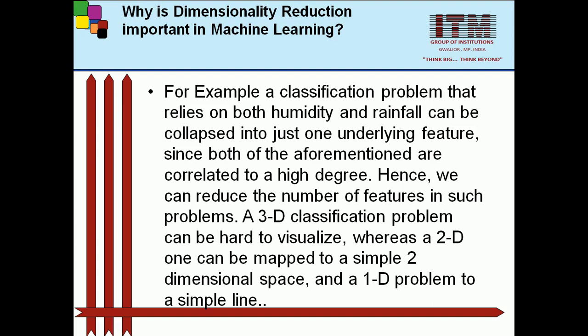A 3D classification problem can be hard to visualize, whereas a 2D one can be mapped to a simple two-dimensional space and a 1D problem to a simple line. So if there is a possibility of reducing features from 2 to 1, we should simply do it. Here rainfall and humidity are simply features of a certain data set, the climate or weather data set, so we can reduce from 2 to 1.